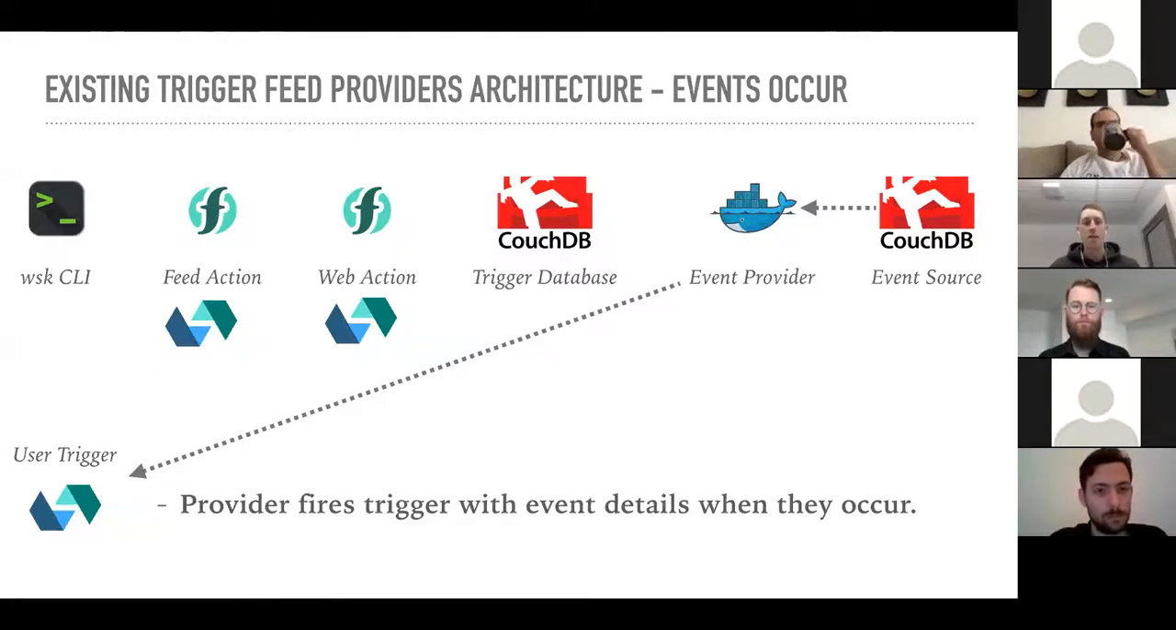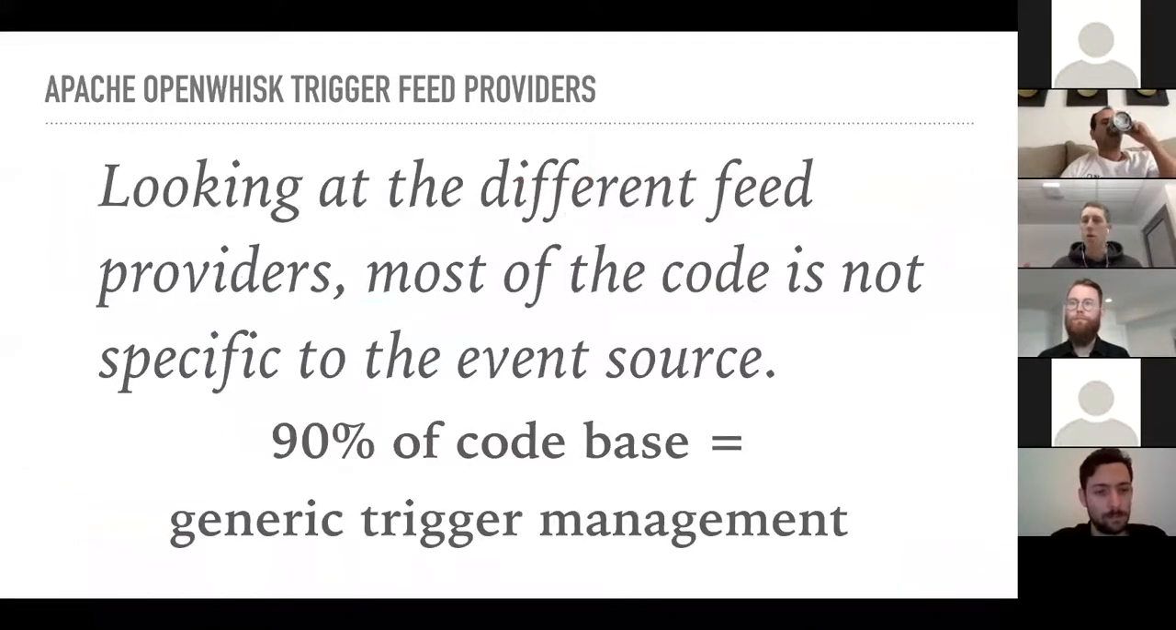What I realized is that most of the code is just boilerplate, copy and pasted around trigger management, right? So it's not specific to that event source, whether it's Kafka or CouchDB. It's around this trigger management stuff, and then managing the database and passing lifecycle events back and forth. And therefore, most of the code between different providers is just copy and pasted, which is difficult to maintain, gets outdated, and doesn't get refactored.